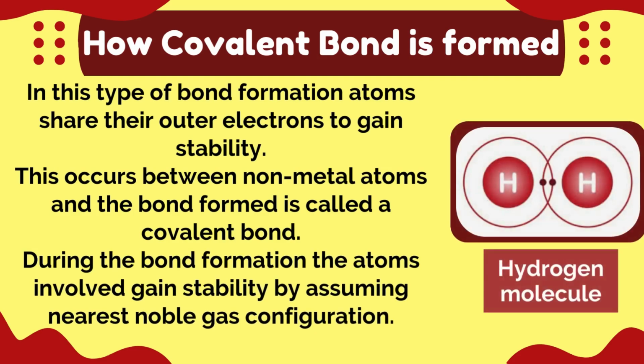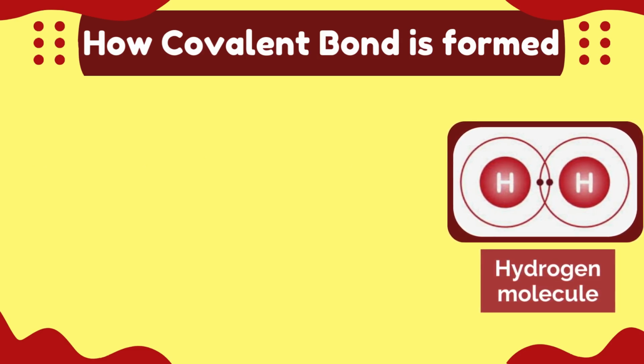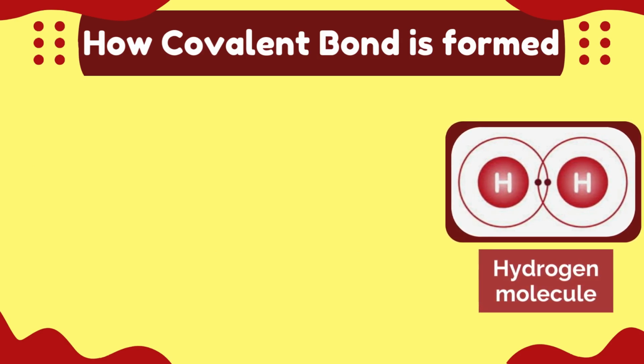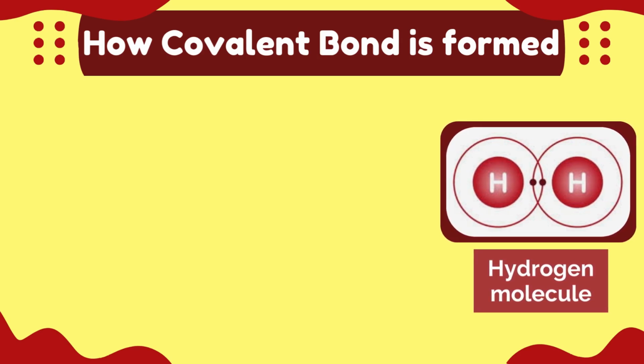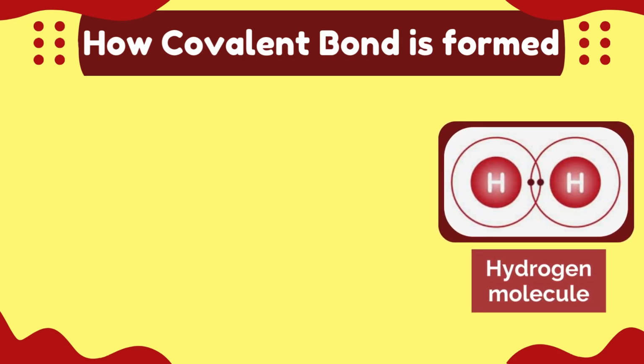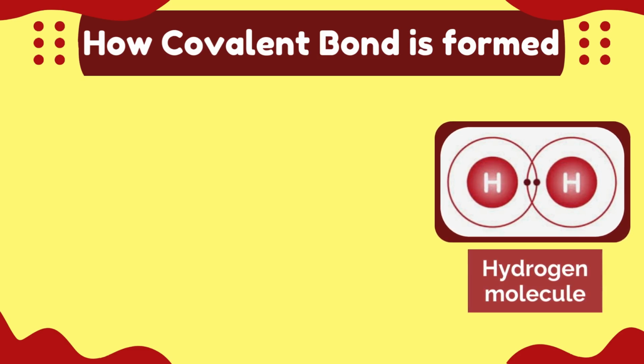For example, you can see in the figure on the right hand side that the two hydrogen atoms share their outer electrons to form a bond between them. So, a single covalent bond is formed between the two hydrogen atoms, and the resultant hydrogen atoms, due to the formation of the pair of electrons around them, have the nearest noble gas configuration, that is, like the configuration of the helium atom.